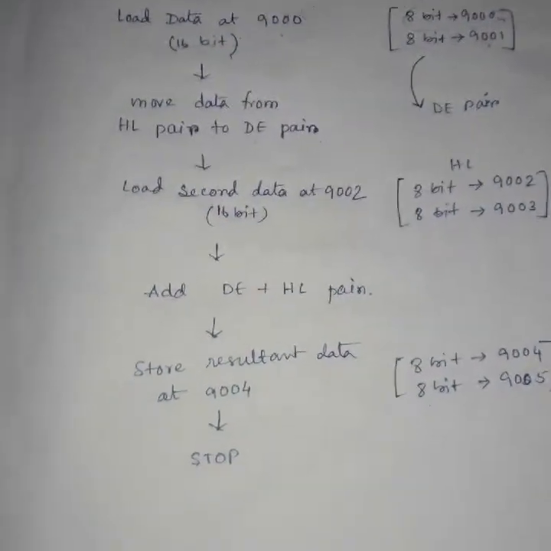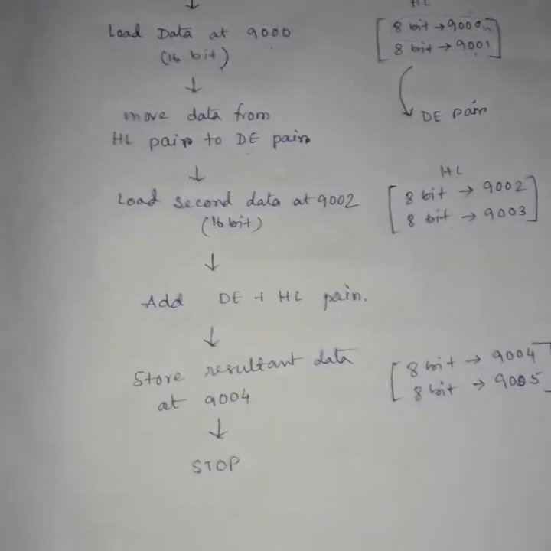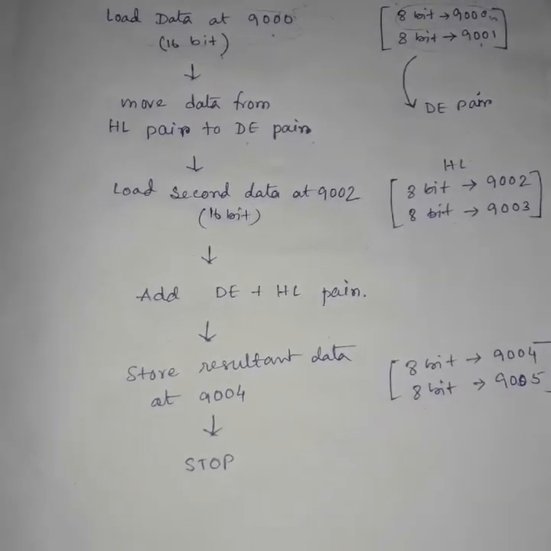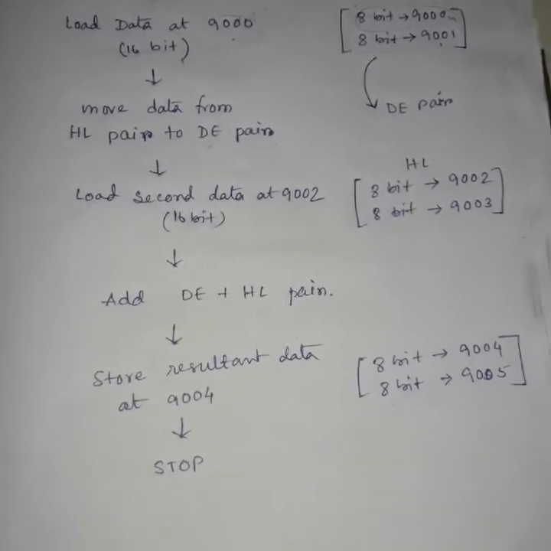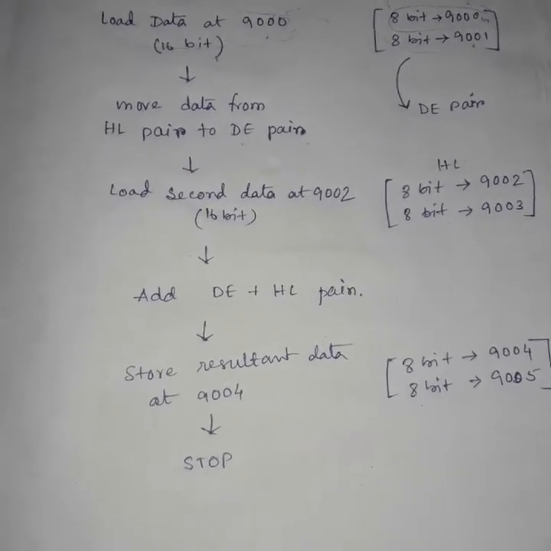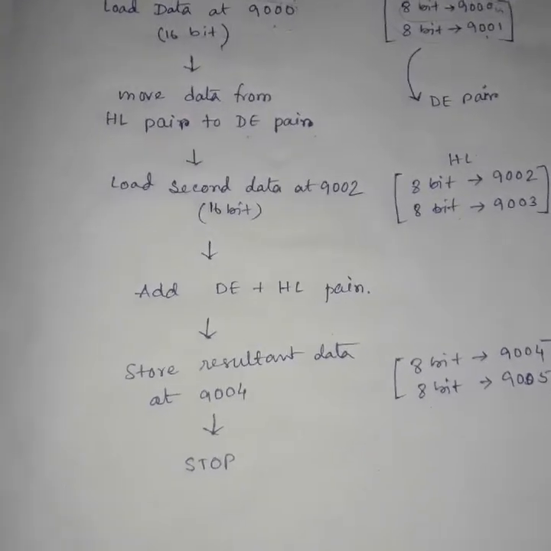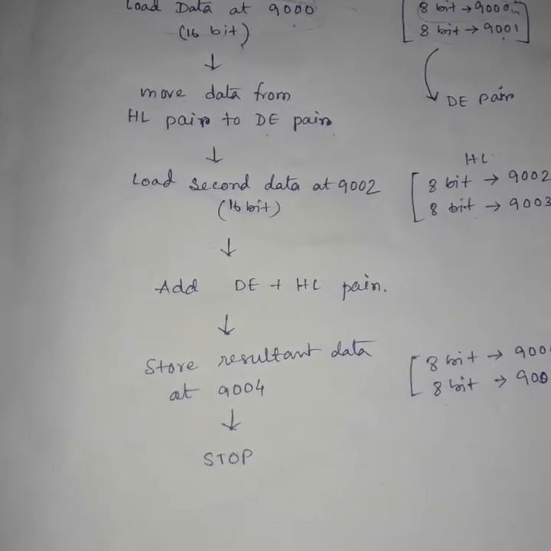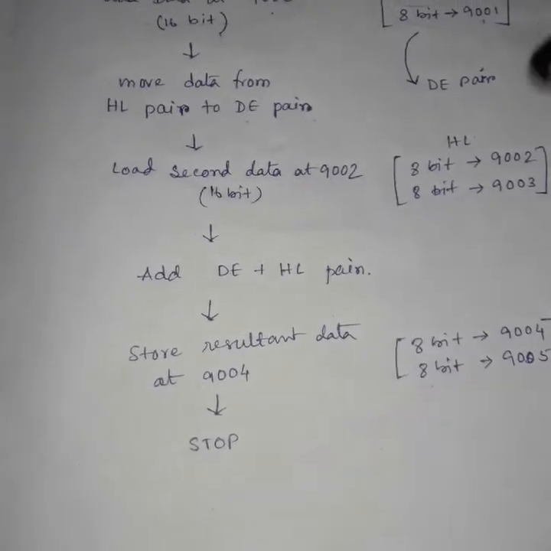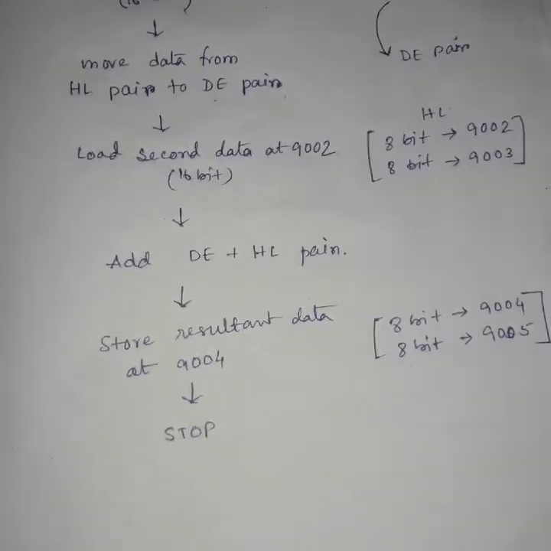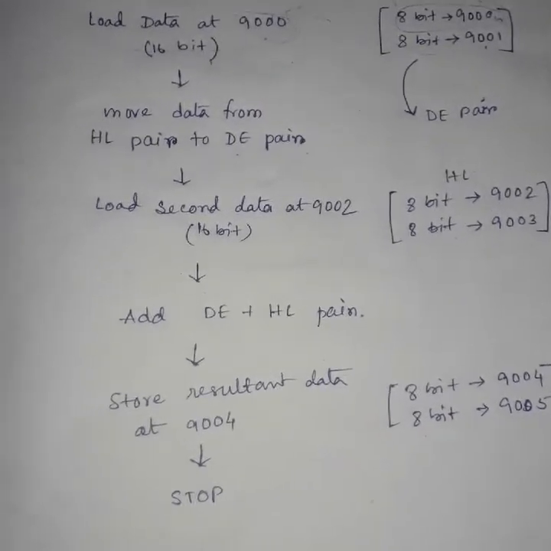Now this is our microprocessor lab, and today's topic is addition of two 16-bit numbers. Mind it, not 8-bit, it is 16-bit numbers. So first we are going to explain the flowchart, which is most important to do any kind of coding or any kind of operation.